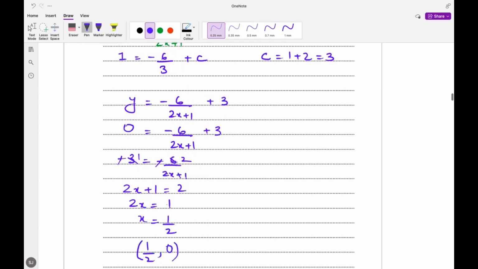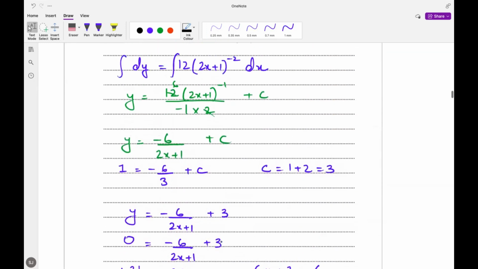Now, even if we had multiplied 2x plus 1 by 3, this would have become 6x plus 3 equals minus 6 equals plus 6. So 6x equals 3. And again, we would have gotten x equals 1 upon 2. So these are the coordinates when the curve crosses the x-axis.